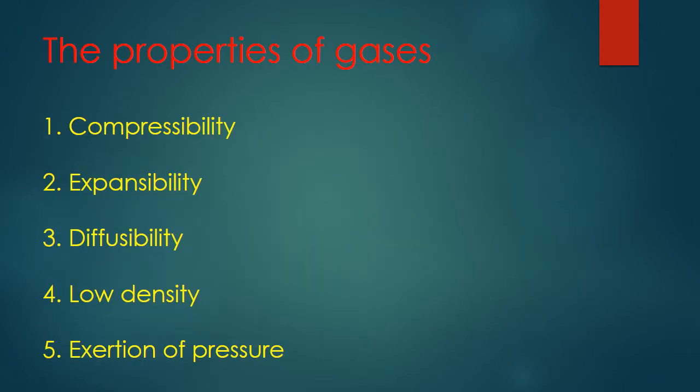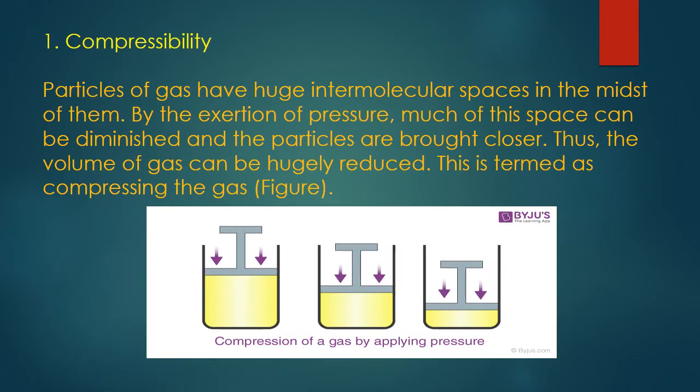The properties of gases: number 1, compressibility; number 2, expansibility; number 3, diffusibility; number 4, low density; and number 5, exertion of pressure. Number 1, compressibility. Particles of gas have huge intermolecular spaces in the midst of them. By the exertion of pressure, much of this space can be diminished, and the particles are brought closer. Thus, the volume of gas can be hugely reduced. This is termed as compressing the gas, and this is shown in the figure below, where gas is being compressed.